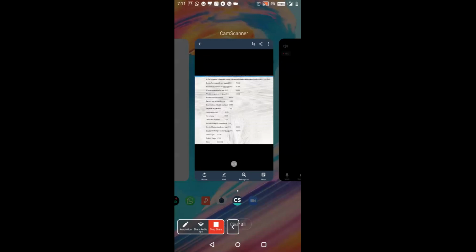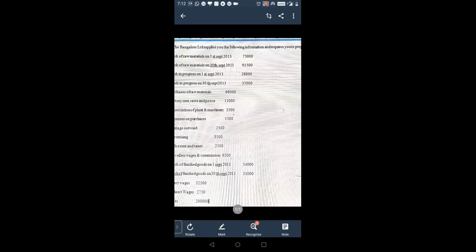So today we are going to discuss the problem related to the cost sheet. In the last class, I had given you the problem, and we are going to discuss it now. Here you can see the problem which has been displayed. Bangalore Limited supplies you the following information and requires you to prepare a cost sheet.